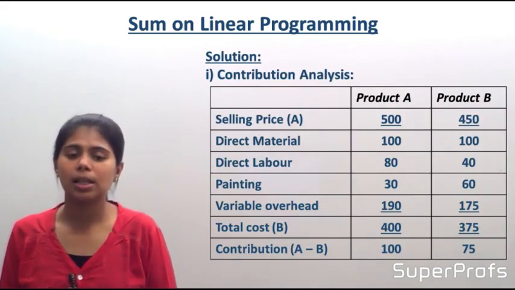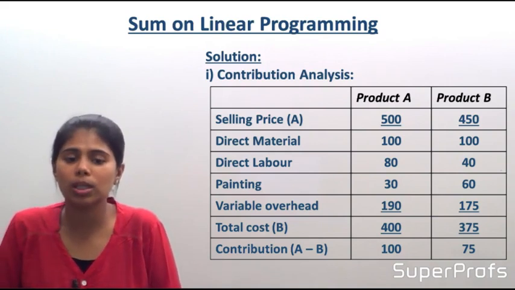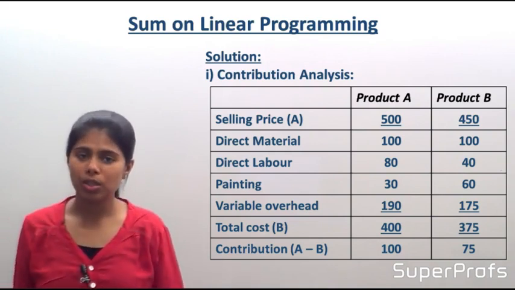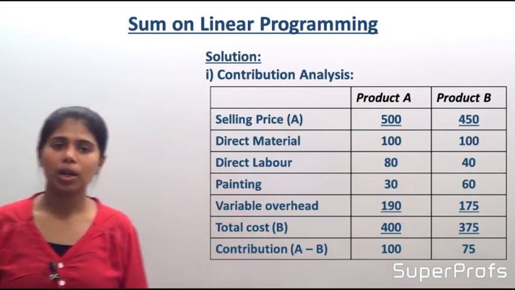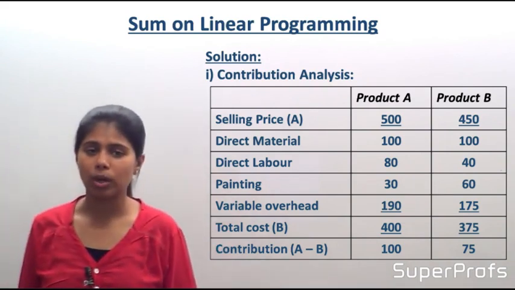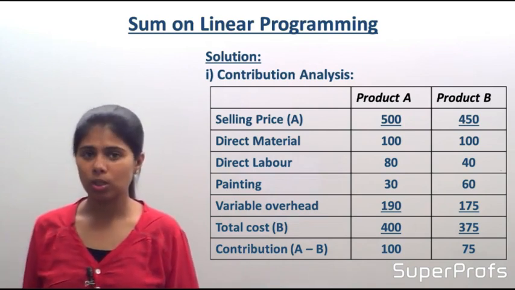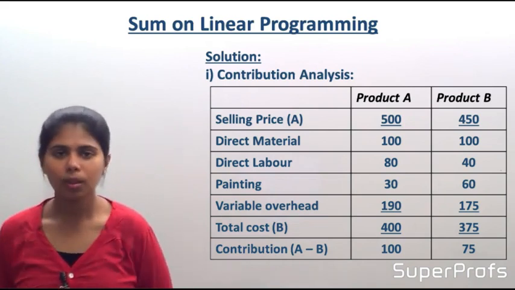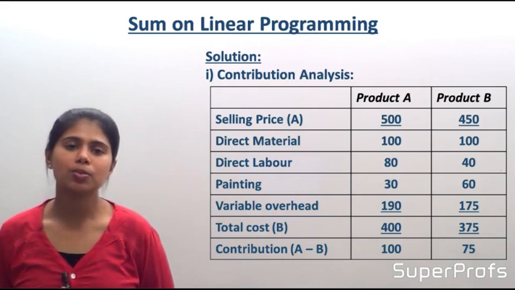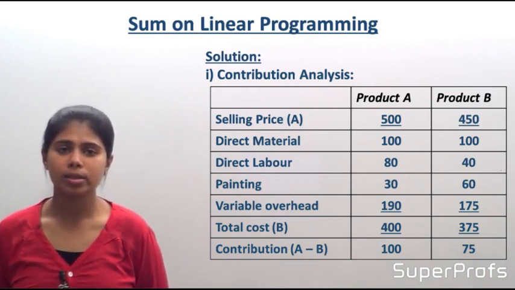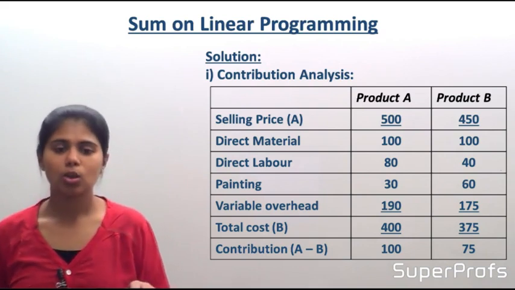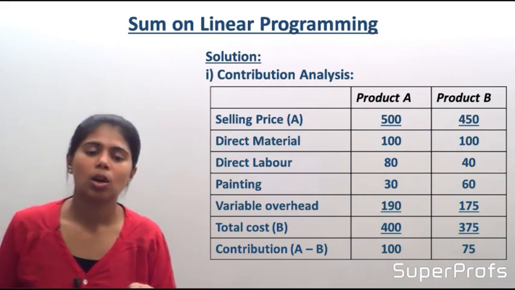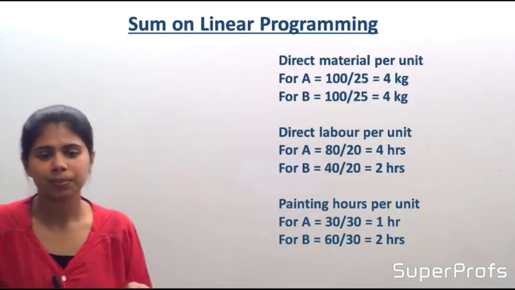I write down the selling price, total cost per unit, and I just don't put the fixed cost here, and I get the contribution. So my selling price for product A is 500, variable cost is 400, therefore my contribution per unit is 100. Product B, selling price is 450, total cost is 375, and therefore my contribution is 75. So that is contribution per unit of product A and product B.